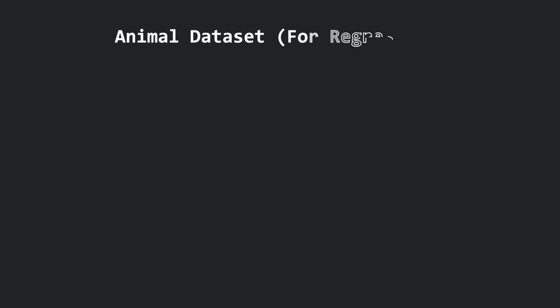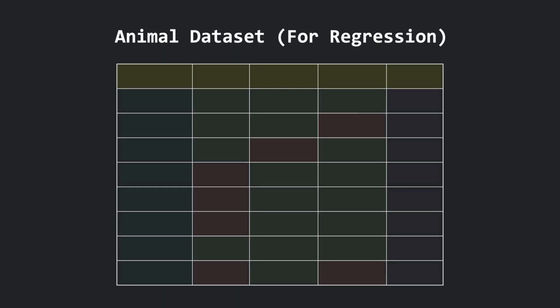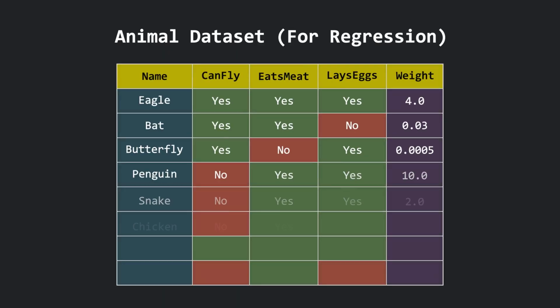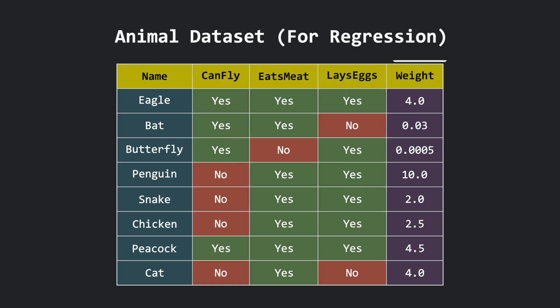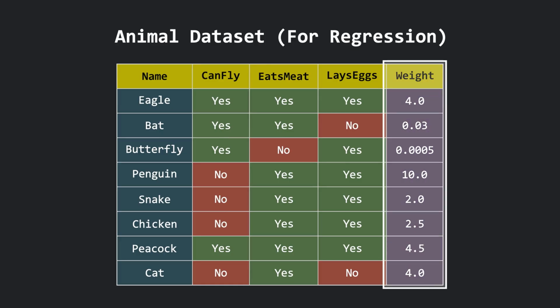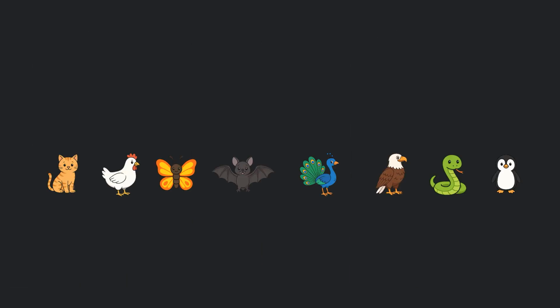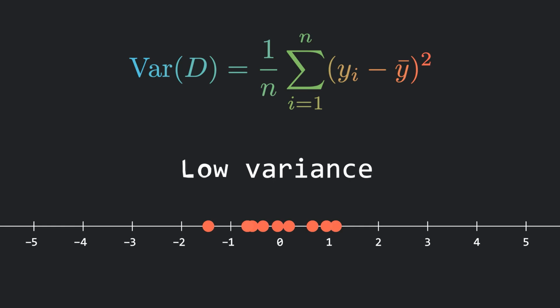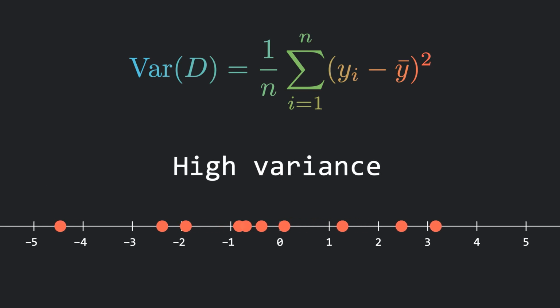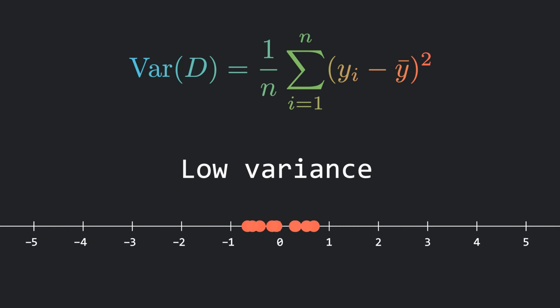Now, decision trees are not just used for classification problems. They can also be used for regression. Imagine we have a dataset where the output is not a simple yes or no, but a continuous value, like the weight of animals. At first, this might sound more complicated, but the idea is actually quite similar. The only difference is that instead of measuring impurity, we now measure variance. In statistics and data science, variance is simply a way of measuring how spread out the values are.